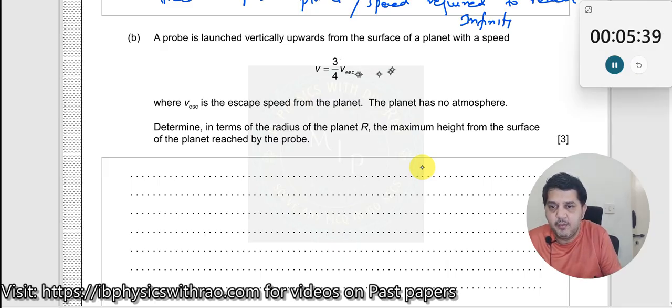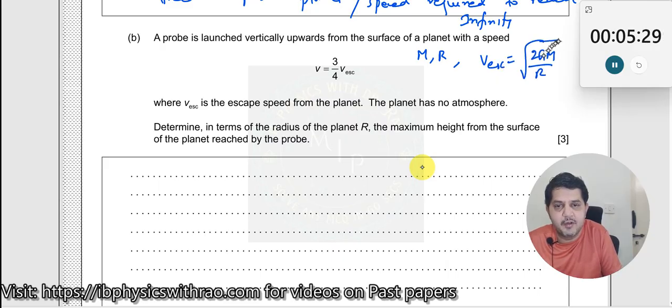Okay. Now, what is v escape? Usually, if a planet has a mass m and radius r, then this v escape can be written as square root of 2gm divided by r. Okay, this is known to us, right? The planet has no atmosphere. Why is this line given here? Because it means that there is no friction. Okay, there is no air resistance.